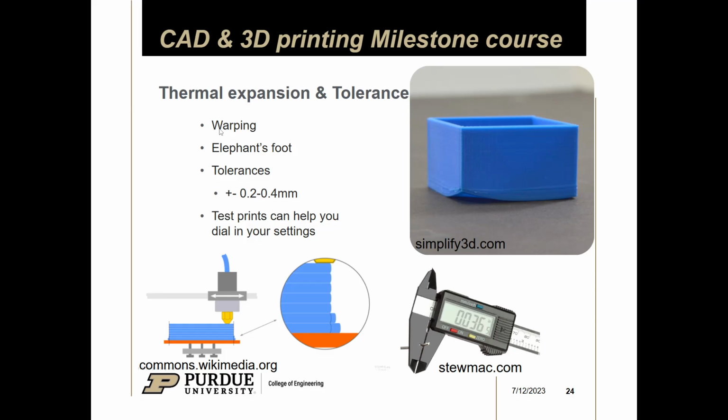The other thing when it comes to thermal expansion is more on a printer level. But if your printer isn't tuned very well, or you have bad bed adhesion, you can experience warpage. So you can see here, this design was supposed to be a rectangular prism, but you can see in the front that corner is lifted, right?